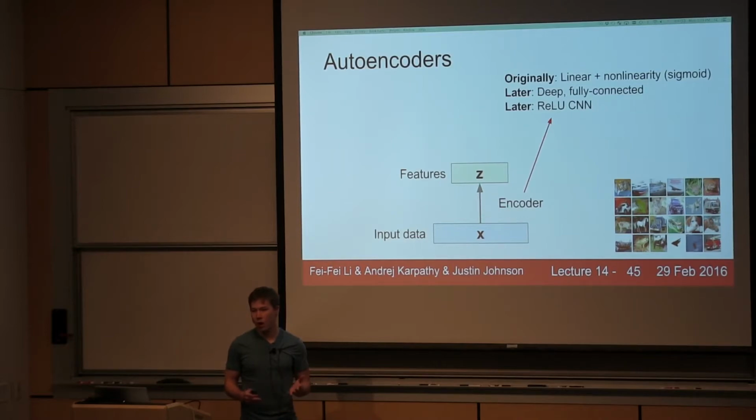This encoder network could be something very complicated. For something like PCA, it's just a simple linear transform. But in general, this might be a fully connected network. Originally, maybe 5 or 10 years ago, this was often a single-layer fully connected network with sigmoid units. Now it's often a deep network with ReLU units. And this could also be something like a convolutional network.